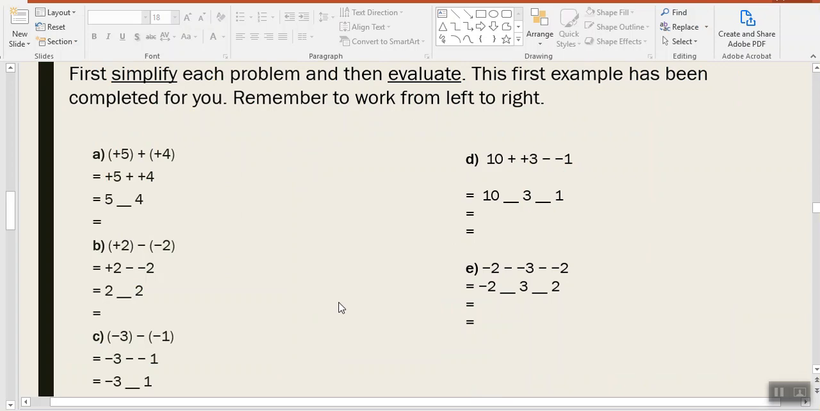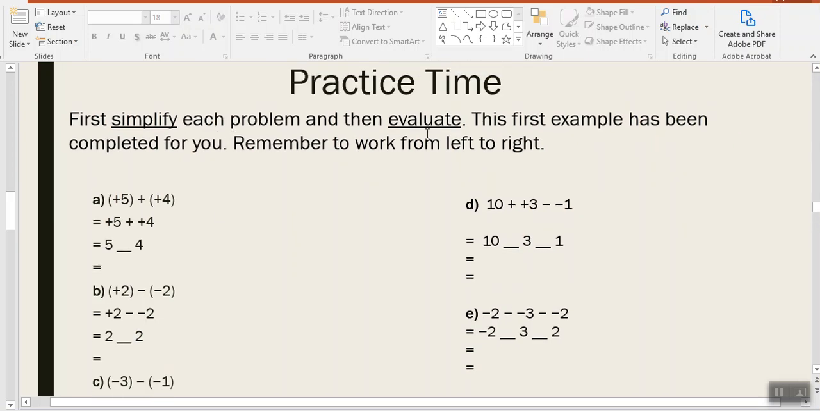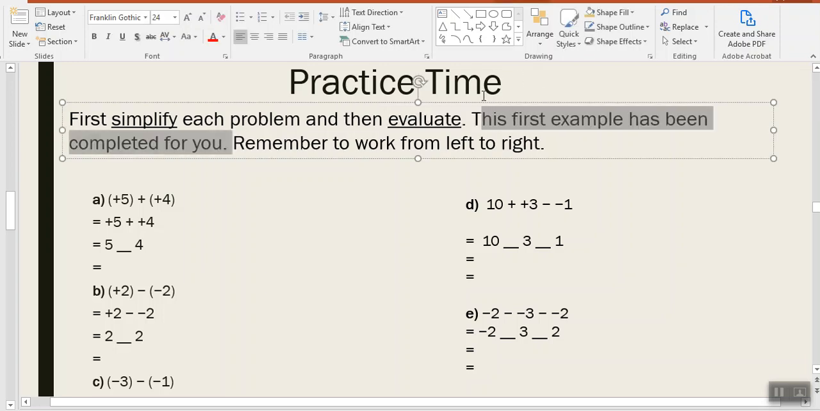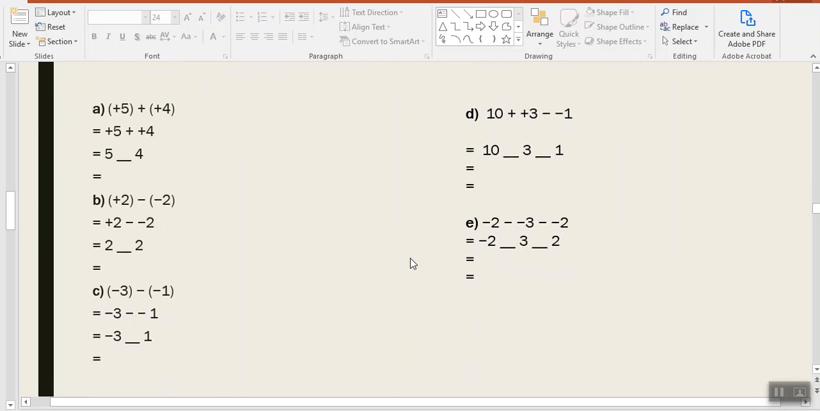So once again, with this question, it says first simplify each problem and then evaluate. The first example has been completed for you, or they're all pretty much the same. So we can actually get rid of that bit. And remember to work from left to right. Okay, so please write this down and have a go first. And then we'll do it together. Okay, so with our first step, we can see they have decided to write with no brackets. So remove the brackets. It can help us to see a bit better how these two signs are now together.